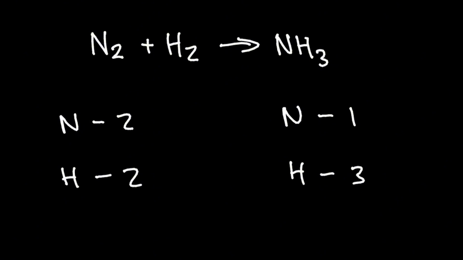So I'm going to start by putting a 2 here. So now we have 2 nitrogens on this side and 6 hydrogens on this side, because we're assuming that there's a subscript of 1 here on the nitrogen. So 2 times 1 is 2, and 2 times 3 is 6. Let's erase that.